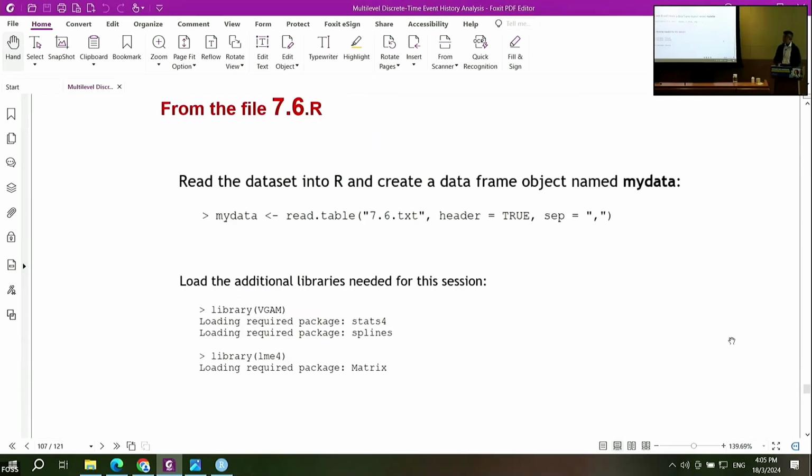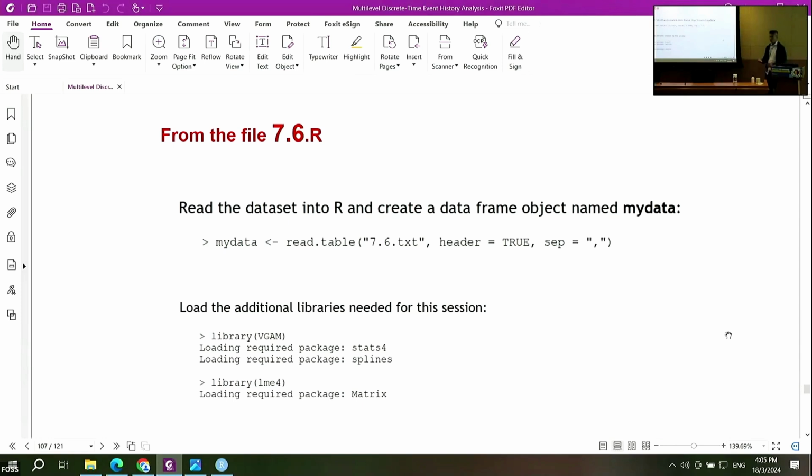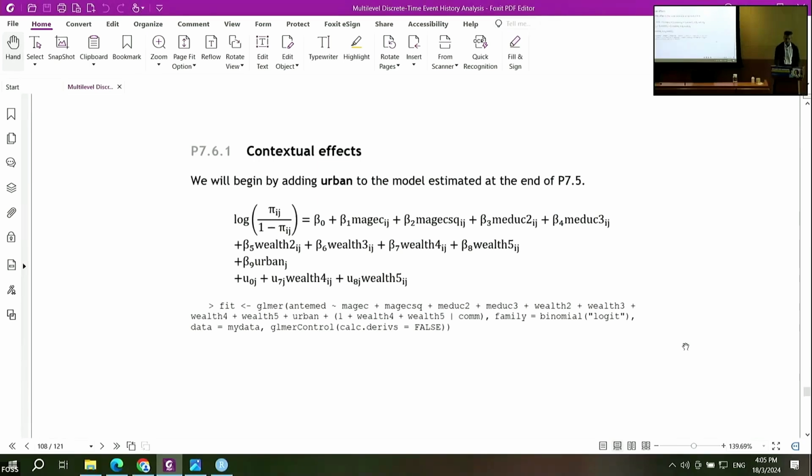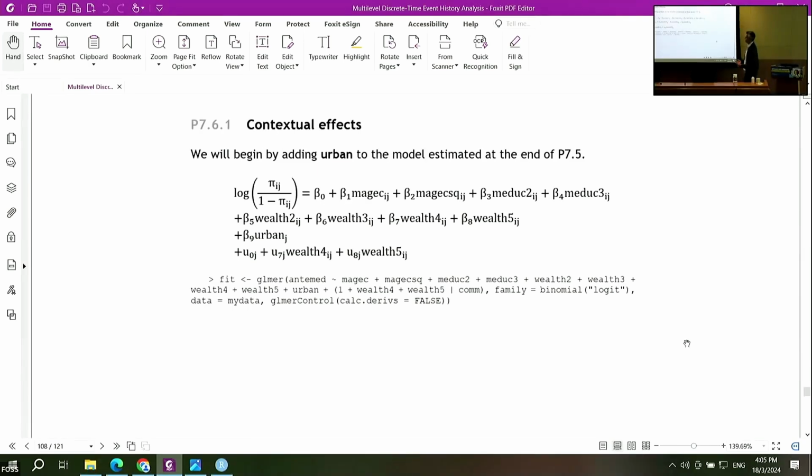So the one thing that we haven't done is to add in contextual level variables. So here, that's kind of the whole point of running multi-level models, because we want to see what is the effect of living in a particular area, in a neighborhood, in a city, on your outcome variable. So here we add in urban, so whether the mothers live in urban or rural situations, and to see how that changes the community level variance that we estimate.